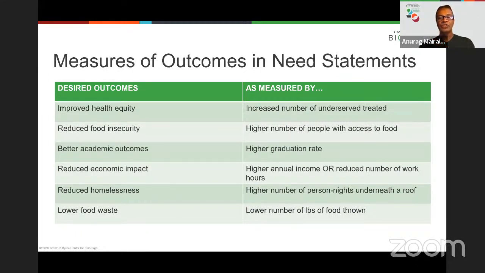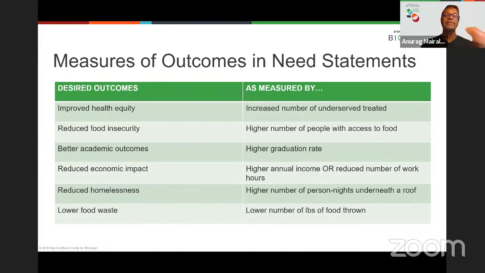So basically, it's just a range of outcomes, but you want desired outcomes. So left side is the desired outcomes, and right side is how you're measuring this. You want your outcomes to be measurable. You don't want your outcomes to be so vague that you cannot measure it, because you'll never know whether you're hitting the mark or not, right? So in a need statement, you will have improved health equity in terms of increased number of whatever, right? So that's how you would state your outcome.